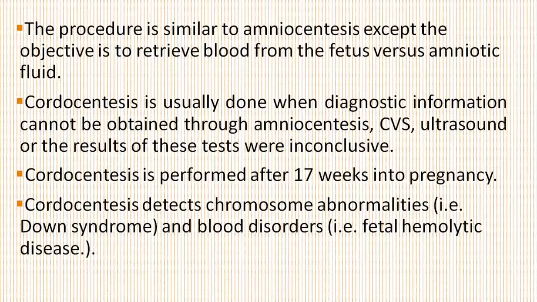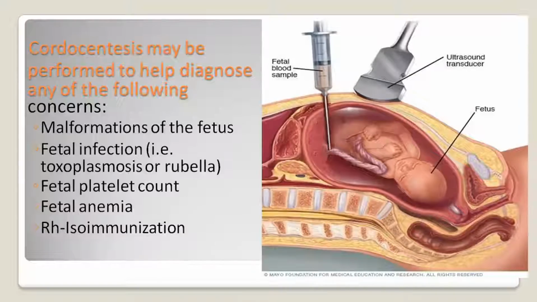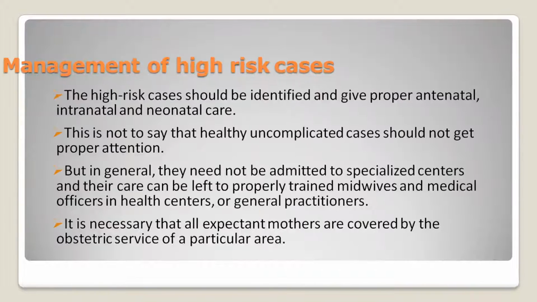The procedure is similar to amniocentesis except the objective is to retrieve blood from the fetus. Cordocentesis is usually done when diagnostic information cannot be obtained through amniocentesis, chorionic villus sampling, or ultrasound, or when results of these tests are inconclusive. Cordocentesis may be performed to help diagnose any of the following: fetal malformations, fetal infections like toxoplasmosis, fetal platelet count, fetal anemia, and Rh isoimmunization.